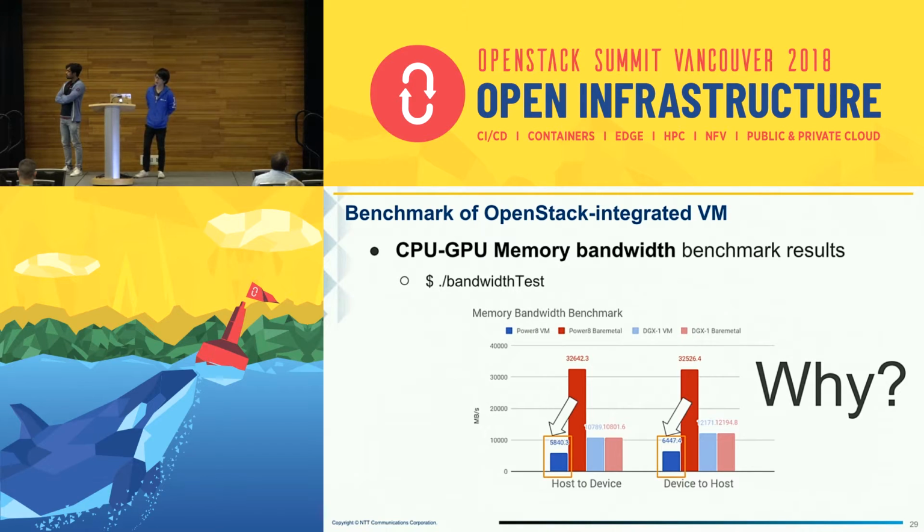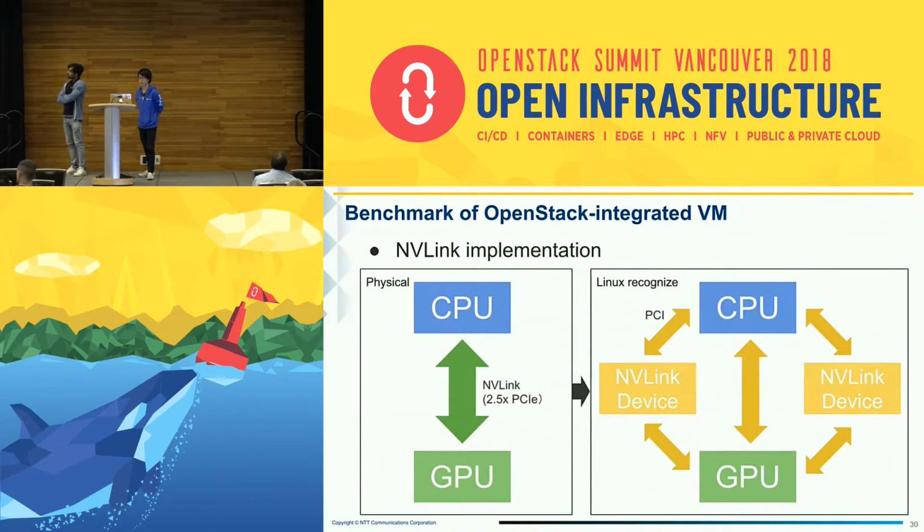Why? Is this virtualization overhead? But the Intel VM is not degraded. The reason is the NVLink implementation. I don't know the actual implementation, but Linux recognizes NVLink like this. One NVLink connection is achieved with 2 NVIDIA NVLink devices and 1 GPU connection.